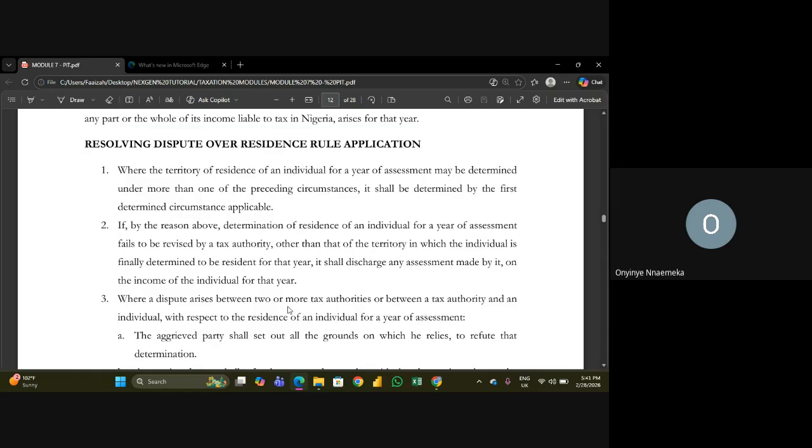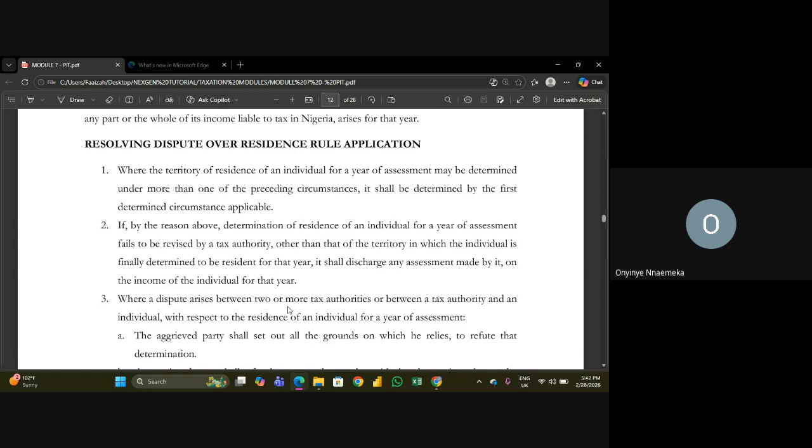Number two, if because of the above, that is because of number one that we discussed, the determination of residence of an individual for a year of assessment failed to be revised by a tax authority other than that of the authority in which the individual is finally determined to be resident for the year, it shall discharge any assessment made by it on the income for that year.